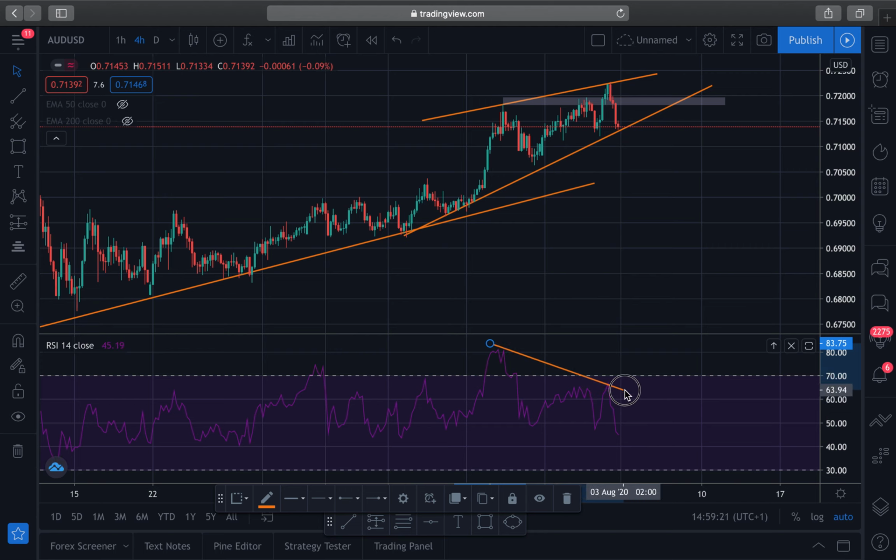The divergence sign right here, that shows on the RSI. You can watch the RSI videos to learn more about it. And then this wedge pattern. Now, why do I trade this wedge pattern?